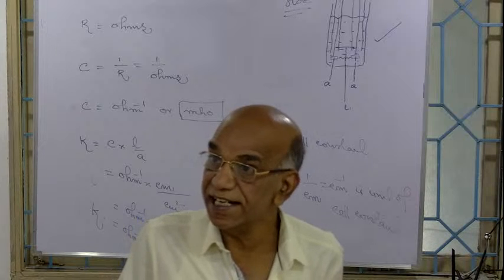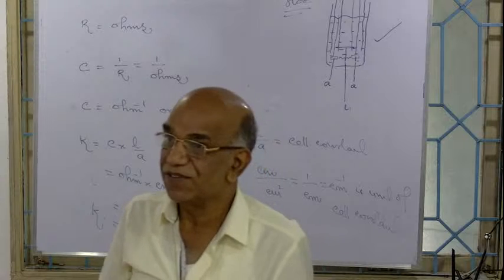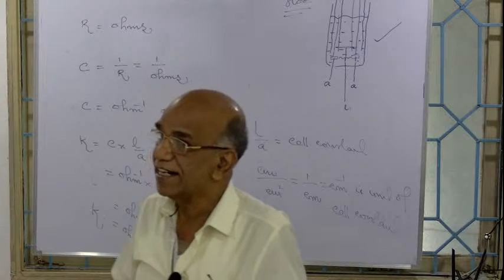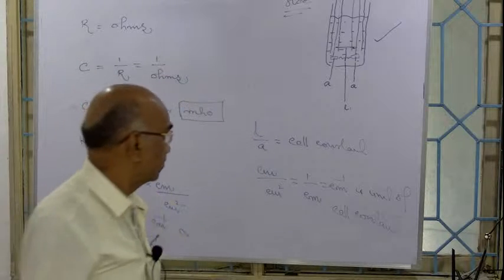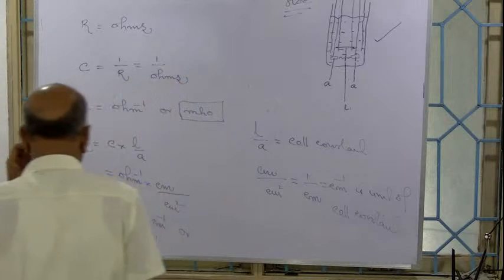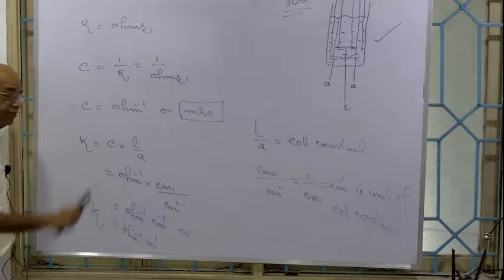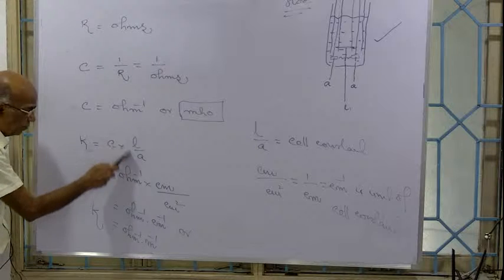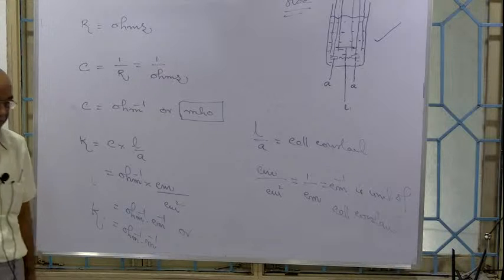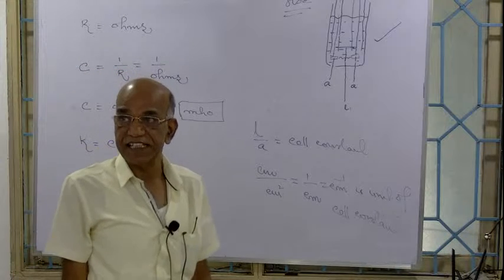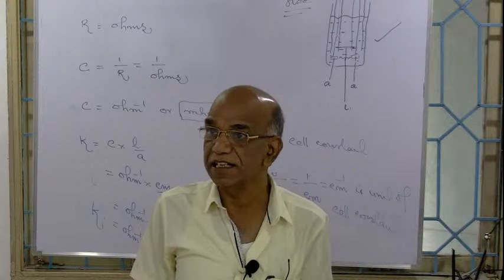If the cell constant is unity, conductance is equal to specific conductance. C is equal to K, or K is equal to C. Suppose L by A is unity, then K is equal to C. Specific conductance is equal to conductance only. So the unit of specific conductance is ohm inverse centimeter inverse in the CGS system, or ohm inverse meter inverse in the SI system.